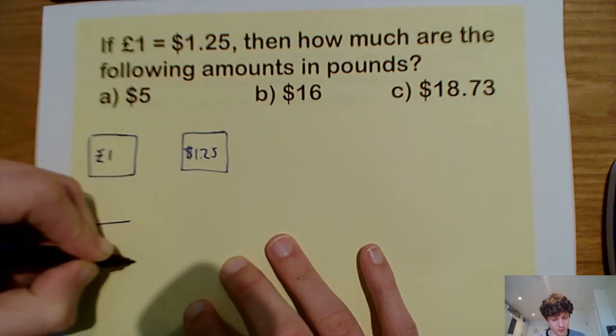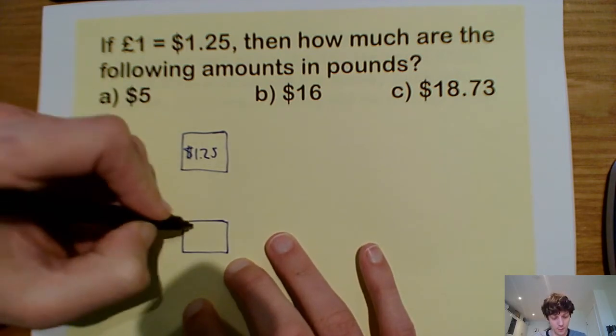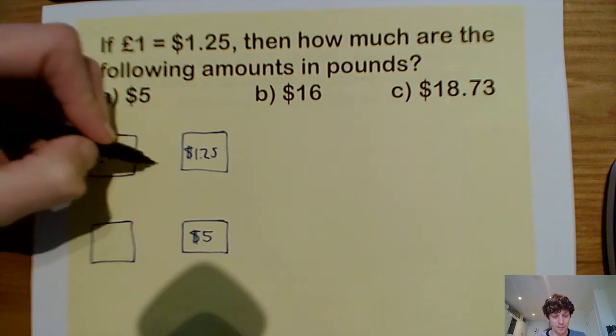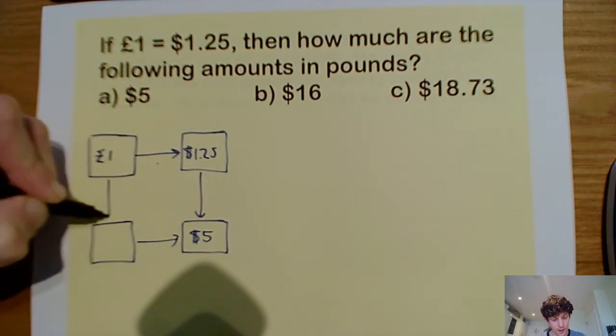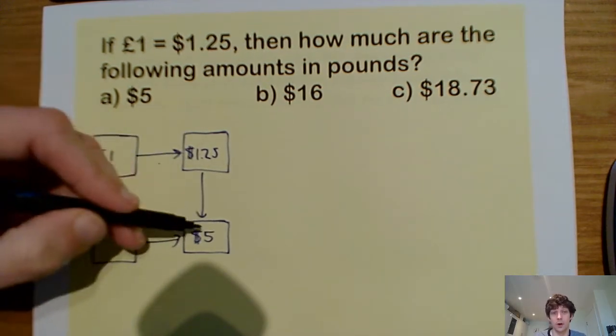So I've got my exchange rate of £1 to $1.25. I want to find out what $5 is in pounds. So you can see this time, instead of writing my amount underneath the pounds, I've written it underneath the dollars because I want $5, so it needs to go on the same side.